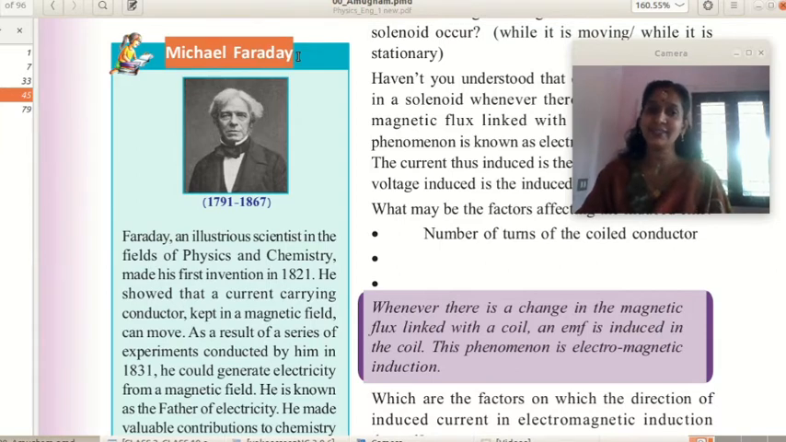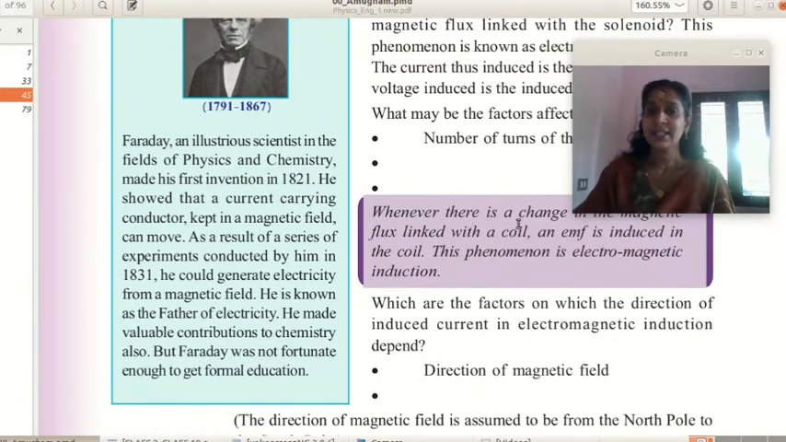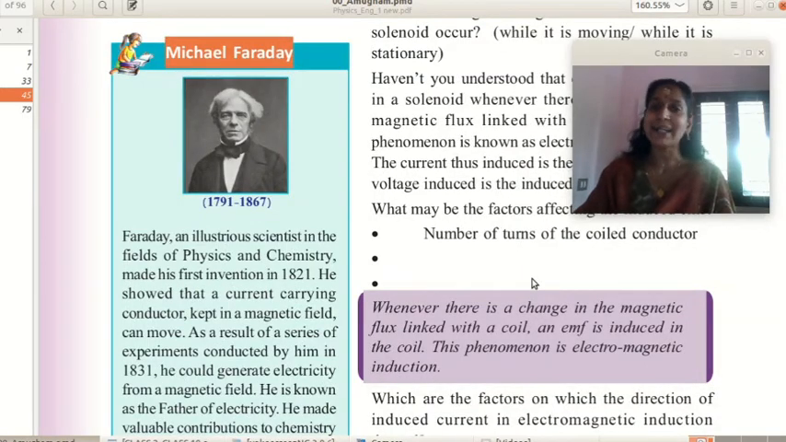If Michael Faraday was not born, sometimes there may be the production of current. Sometimes we had to live without current. We had to live in a world without current. Yes. So now we have studied the phenomenon of electromagnetic induction.